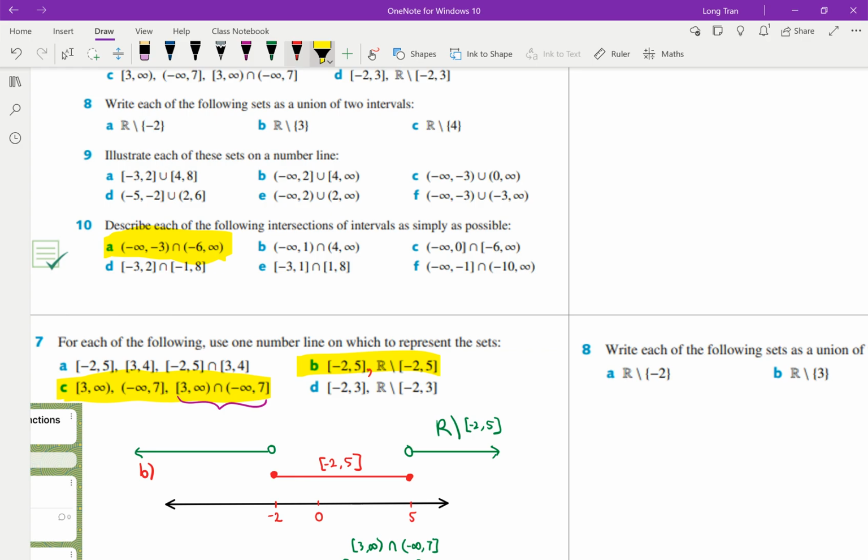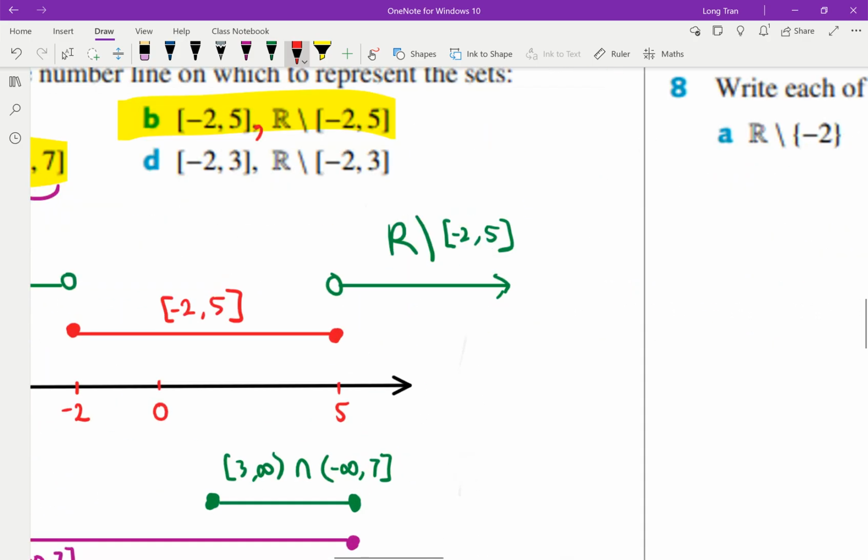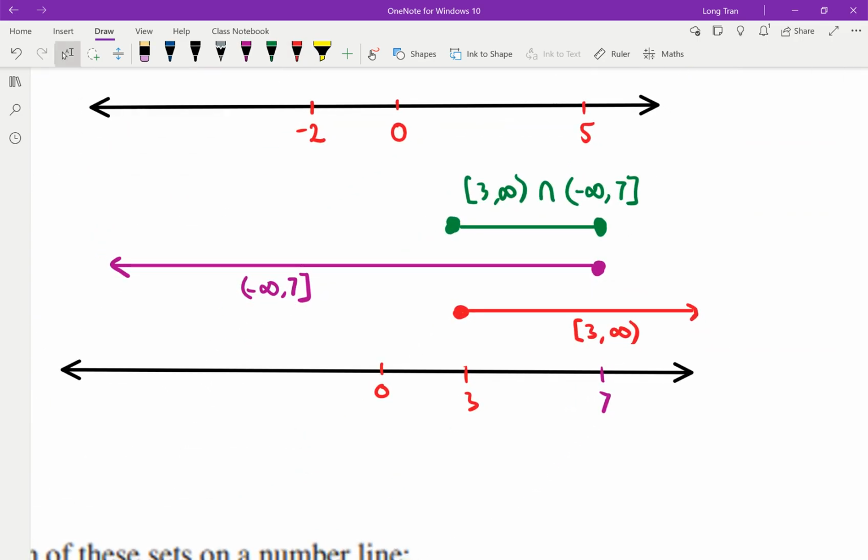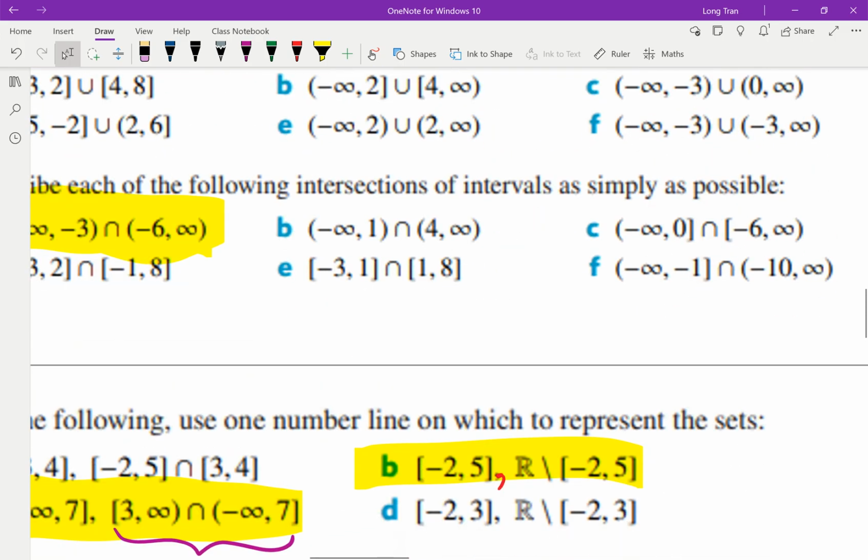So they want you to describe in 10A as simply as possible, meaning that we're going to use some sort of set notation. So this is where if you can visualize it on a number line, negative infinity to negative 3. Okay, so I'm picturing in my mind, and it's intersecting with negative 6 to infinity. If you're finding this tricky to do, that's essentially what we were doing over here. You may need to visualize what negative infinity to negative 3 looks like, and what negative infinity up into negative 6 looks like. So in my mind, this is what I'm seeing.